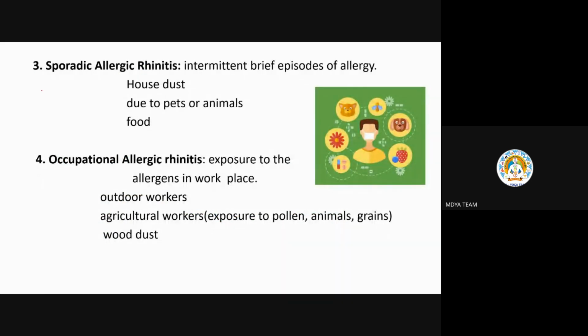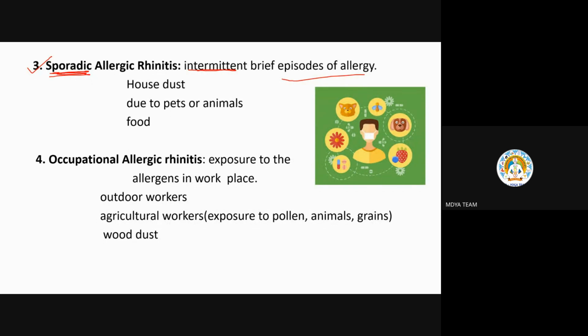And now the word sporadic itself means something which is not happening regularly. No regularity means intermittent, sometimes. Intermittent means brief episodes of the allergy. When intermittent brief episodes of allergies are there, it is like happening for 15 days now, after 2 3 months it is again happening for 10 days, again happening for 5 days, like that.